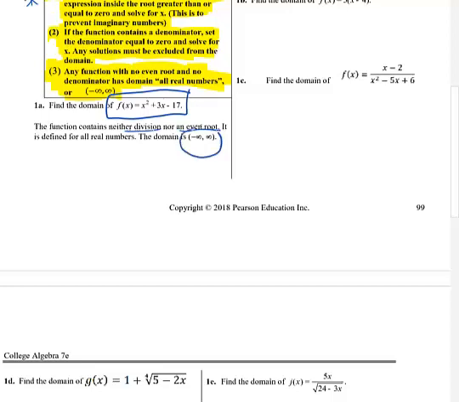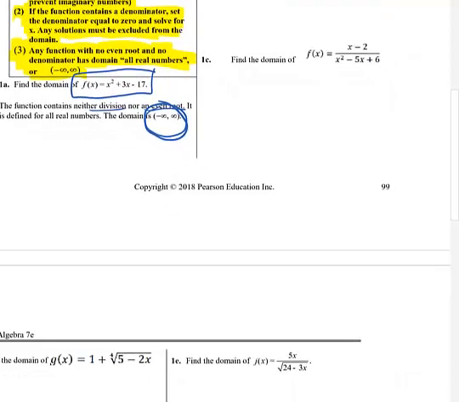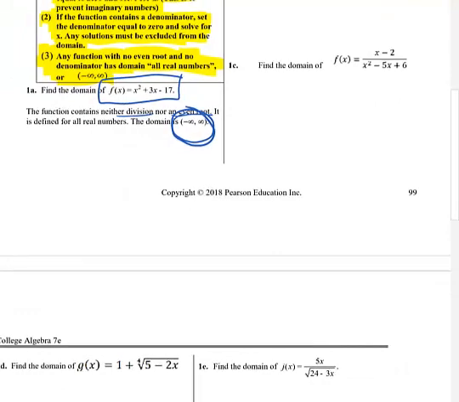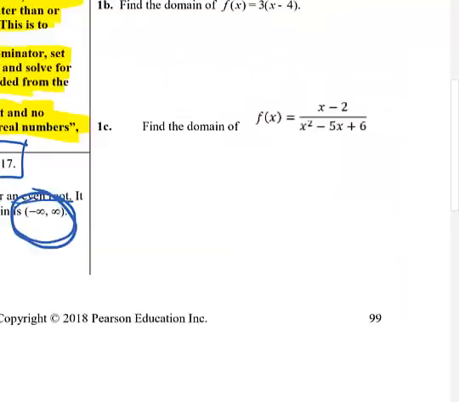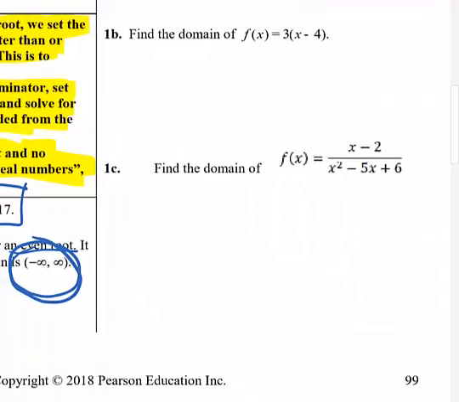So if there's no even root and there's no denominator, then your domain is all real numbers, or in interval notation, negative infinity to infinity. So if you know what you're doing, a lot of times domain is easy, but a lot of times a lot more thought is put into it. Okay, we got another one here, 1 part B. Look at this cute little guy. First thing I say is, is there an even root? No, okay. Then I don't need to worry. If there was, then I would worry, but there isn't.